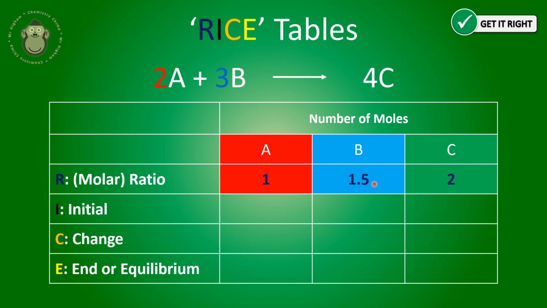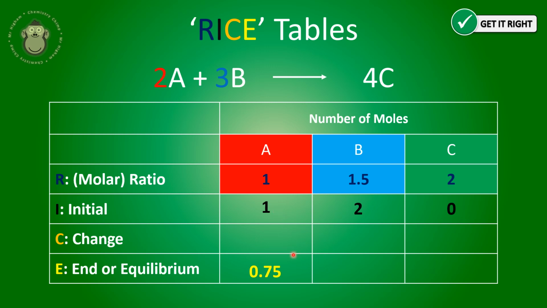Again, they will just give you data and you just work with the data. So if I say initially I've got 1 mole of A, 2 moles of B, and 0 moles of C. Here, they haven't given you any information about the change row, but they have given you the end or equilibrium point, and they've done that for A. As long as they give you some information in one of these boxes, you can always fill in the rest.